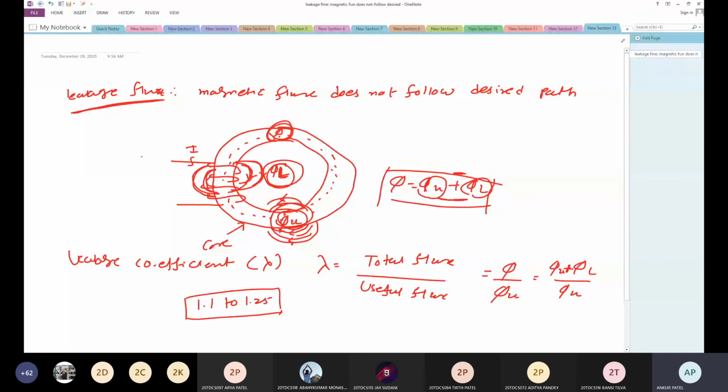What can I write, phi u plus phi l or phi u minus phi l? Anyone? Plus. Addition, it should be addition, because we have both the fluxes, so we do addition in terms of total flux. So it is phi u plus phi l by phi u.